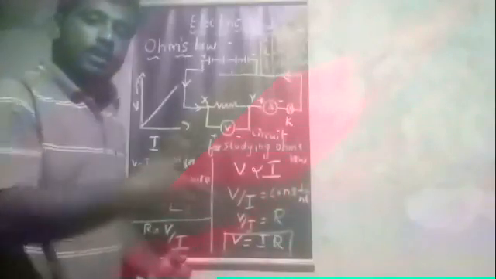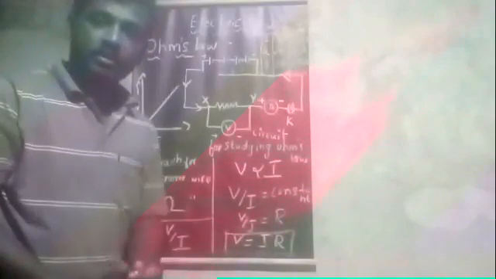So he has taken 3 trials. He can take one more trial also. That's why 4 cells are added. I will take 3 trials. So in the 3 trials, what he is doing is he will take the ratio V by I.